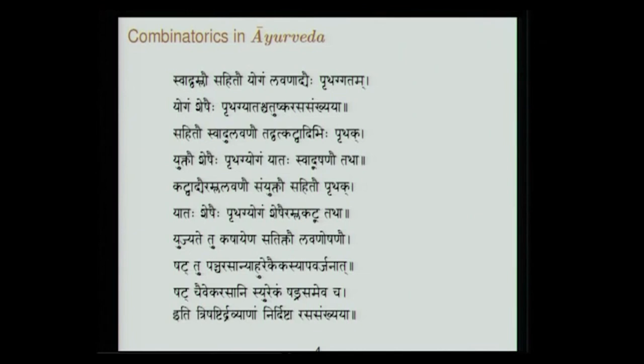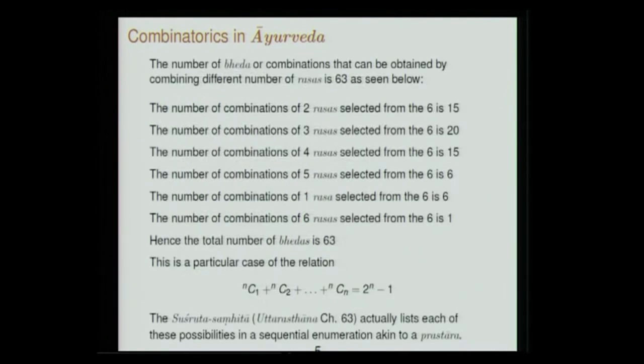So, choosing 2 rasas out of 6, how many will come? Choosing 3 rasas out of 6, how many will come? Choosing 4 rasas out of 6, how many will come? And finally, choosing all the 6 rasas, how many possibilities? Then choosing only 1 rasa also, how many possibilities? So, these are what is discussed in those set of verses of Charaka.